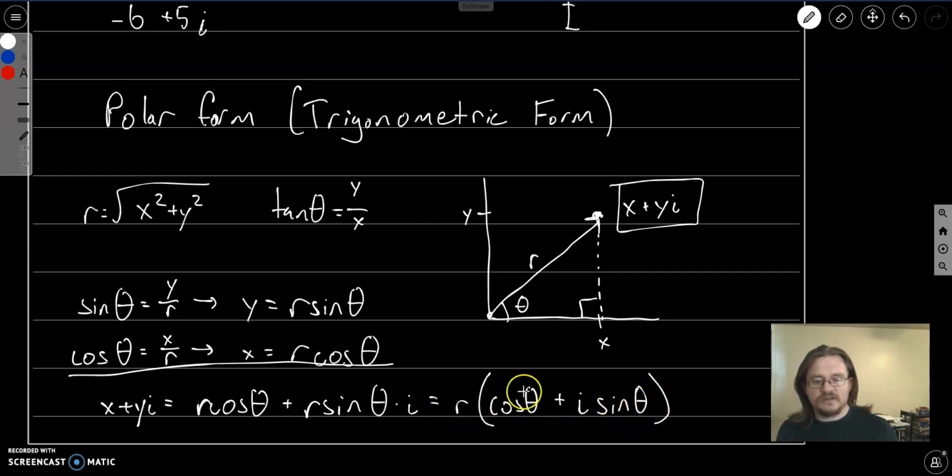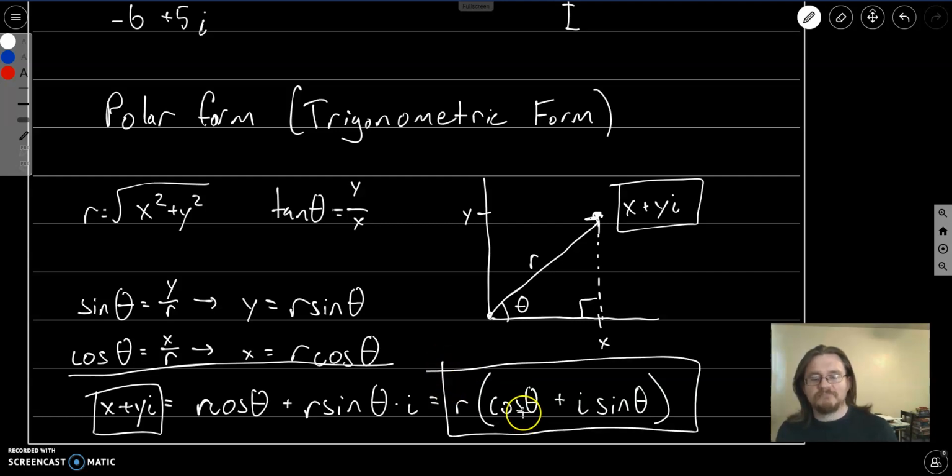So r times cosine theta plus i sine theta. Every complex number I can rewrite in terms of sines and cosines, and that's where trigonometry comes into complex numbers. So this is called the polar form of a complex number.